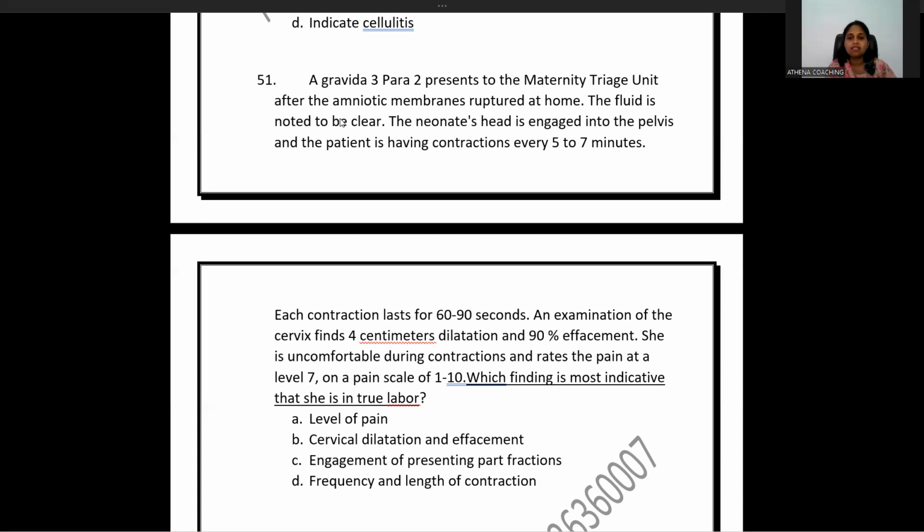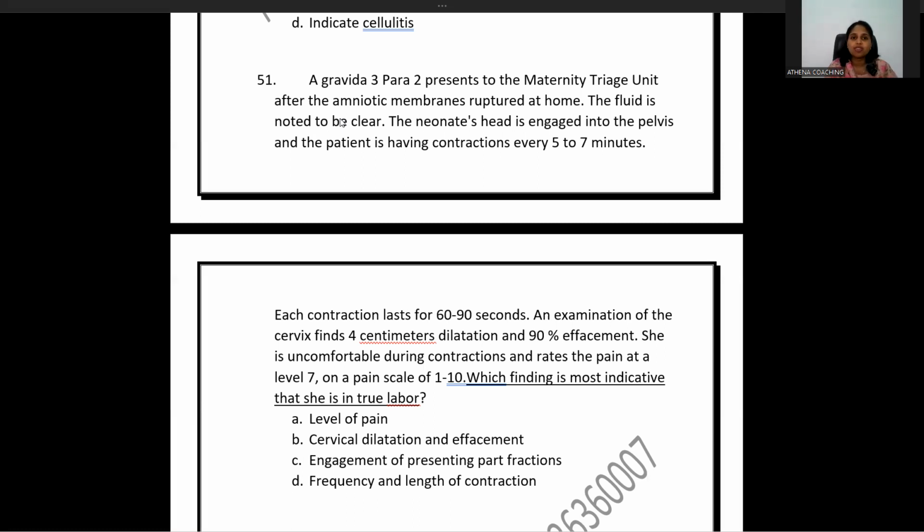And now the question is, which of the following is an indicator of true labor? Look at the options: level of pain, cervical dilation and effacement, engagement of the presenting part, and frequency and length of contraction. All these 4 are indicative of signs of labor. But you have to select which of the following signs is indicating true labor. Level of pain, definitely during labor the mother will have pain, but only by looking at pain, you can't make out whether this is true labor or false labor.